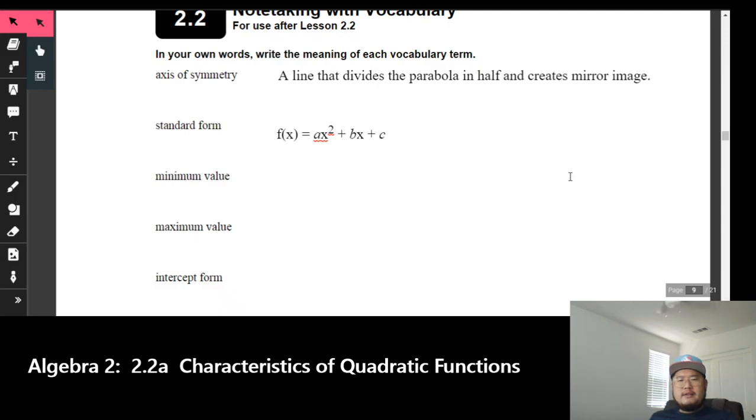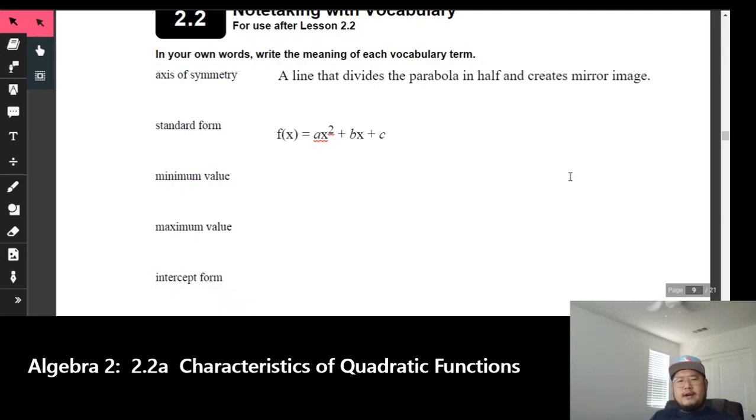And that is a line that divides the parabola in half and creates a mirror image on both sides. Remember, a parabola is symmetric, and the axis of symmetry will go directly through the middle of the parabola, or it goes through the vertex, which we've been talking about in section 2.1.